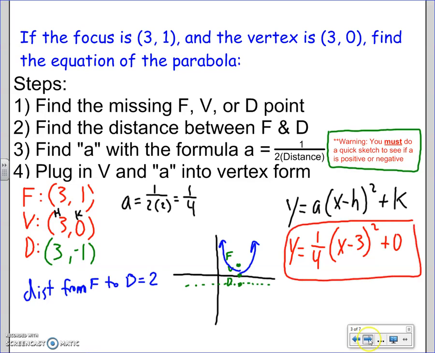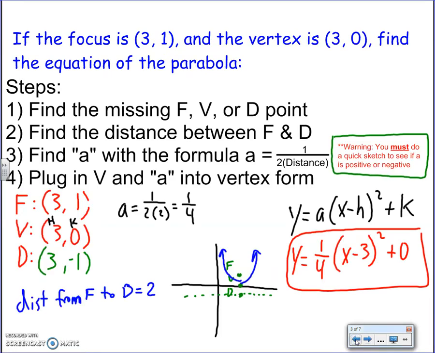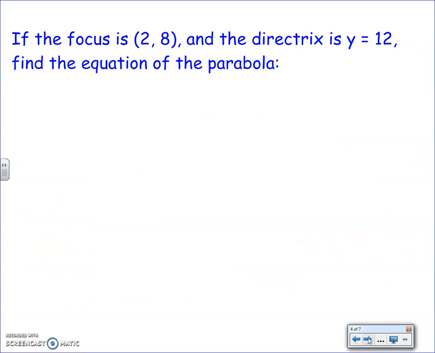All right, sorry, the next one. The focus is (2, 8), and the directrix is y equals 12. Find the equation. So what changes will be, we'll always have 2 different things. Here we had F and V, but D is missing. In this next case, you'll see we have 2 other things and the V is missing. But the steps are the same. Always write F, V, D.